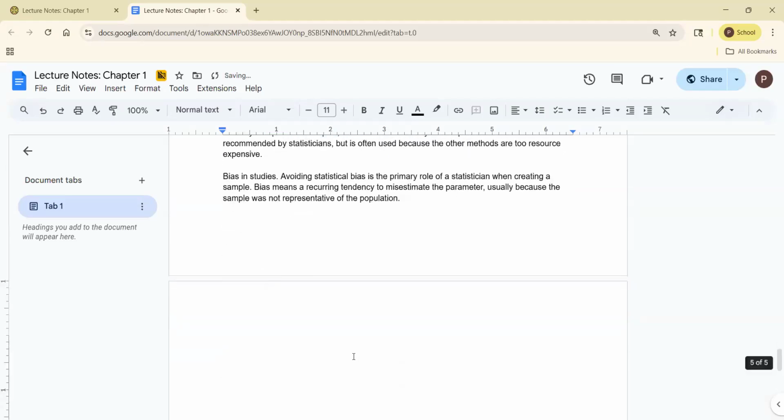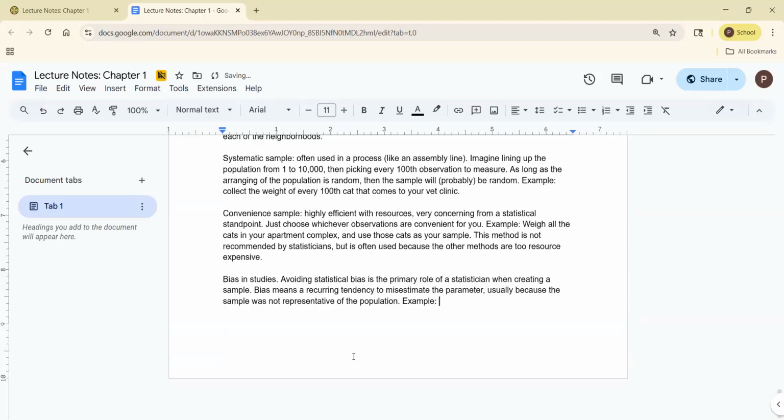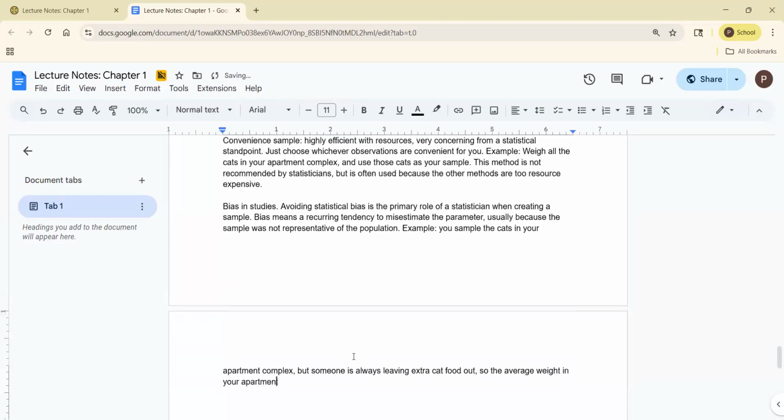So let me give you an example. You sample the cats in your apartment complex, but someone is always leaving extra cat food out, so the average weight in your apartment complex consistently overestimates the average weight of house cats in Salem.